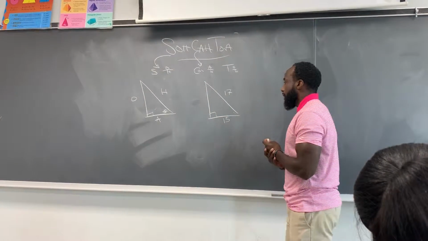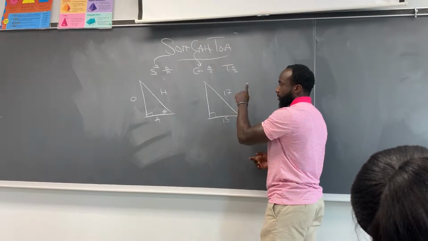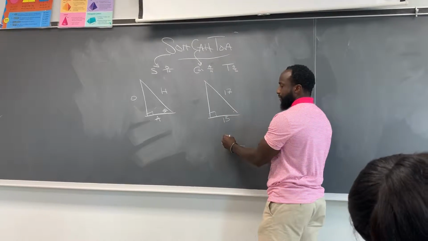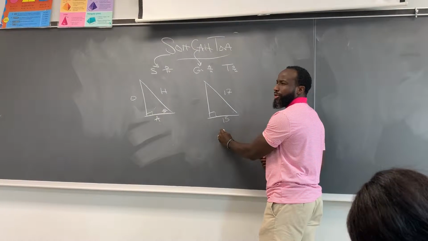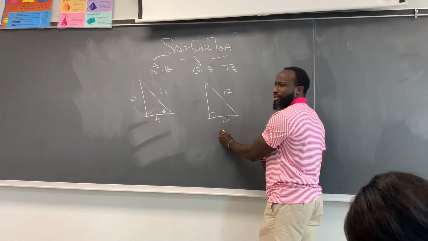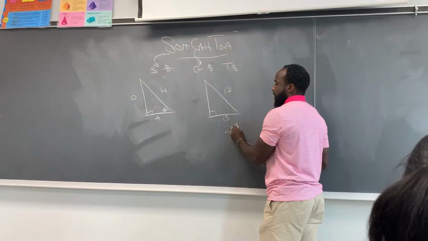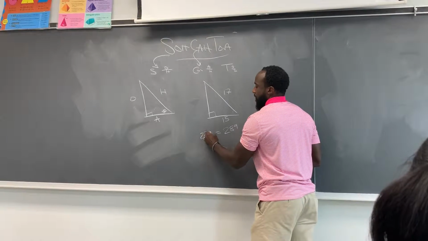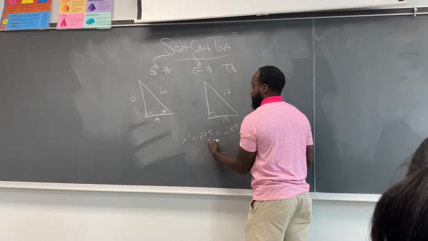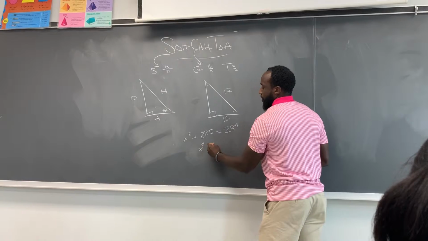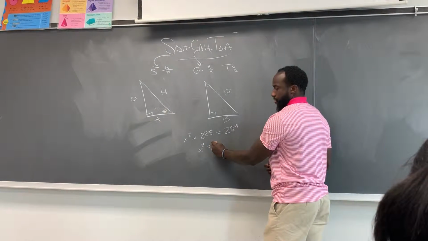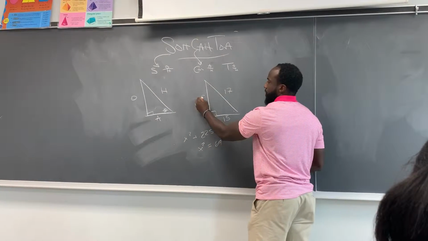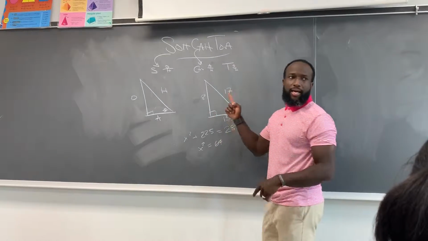Alright, so 17 squared is like 289, right? Yeah, 289. And then 289 equals 15 squared, which is 225, plus x squared. You subtract this, x squared equals what? 40. Yeah, 40. No, 64. Right, 64. So then this is 8. So you got that side, right?